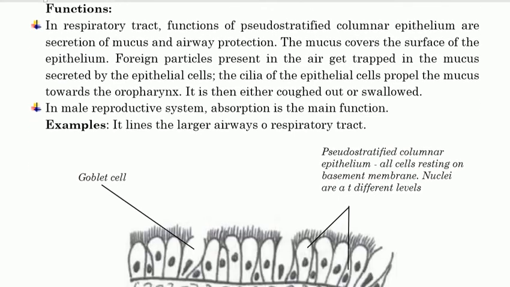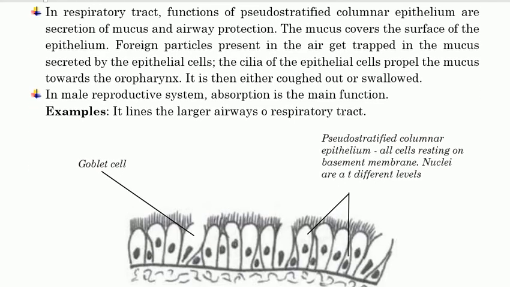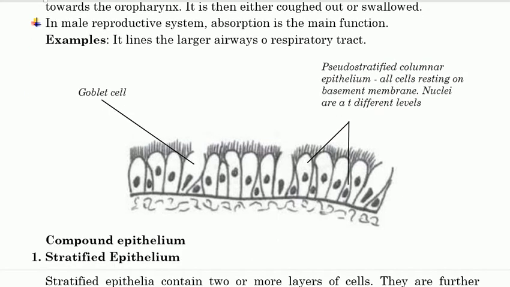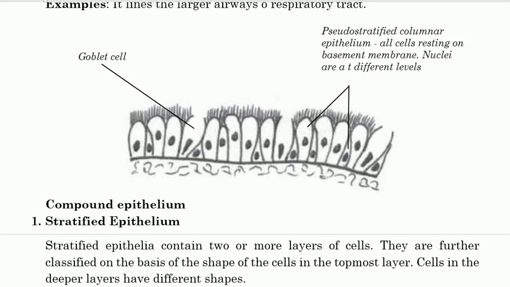Pia in male reproductive system, absorption is the main function. Kwa hiyo unaweza kuona kivipi pseudostratified columnar epithelium zinaonekana. Now this one here is the goblet cell. This is the goblet cell, and this is the goblet. They leave the empty space for secreting enzymes.